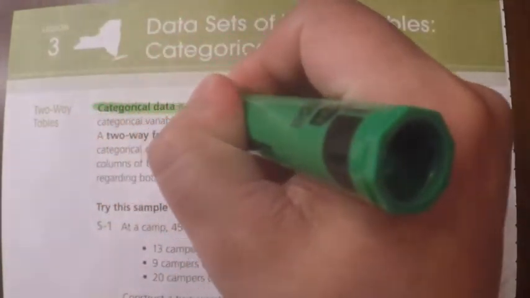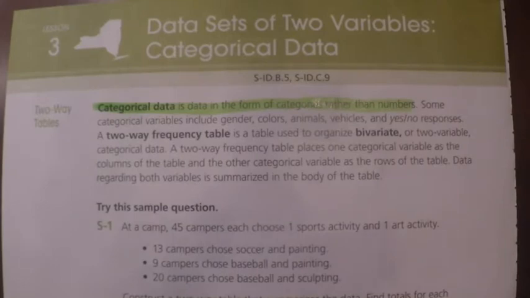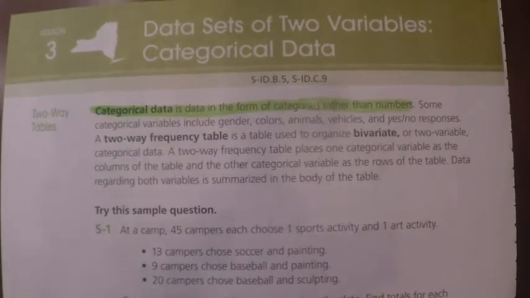So we're looking here at categorical data, which just means we're talking about categories rather than numbers. So when we talk about that, we're talking more about frequency. So maybe how many people enjoy something or how many people bought something, as opposed to the numbers having a specific value. So here, some categorical variables include gender, colors, animals, vehicles, and yes and no responses. So again, these are things that the answer isn't a number, but more we're counting how many people gave that answer.